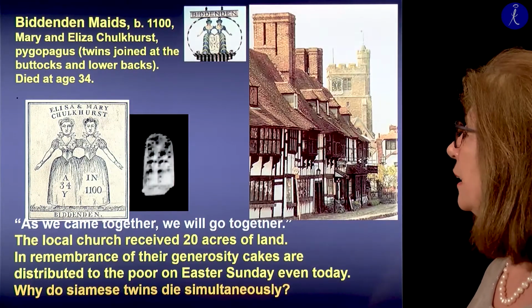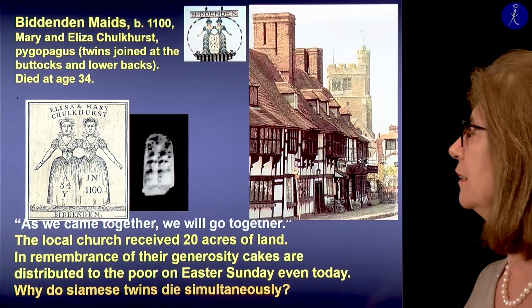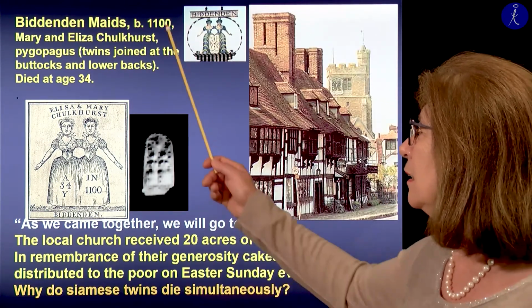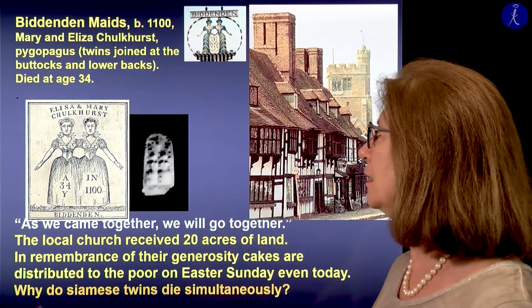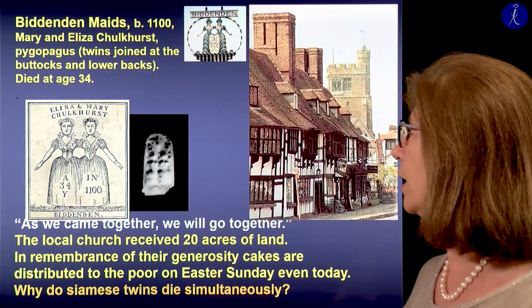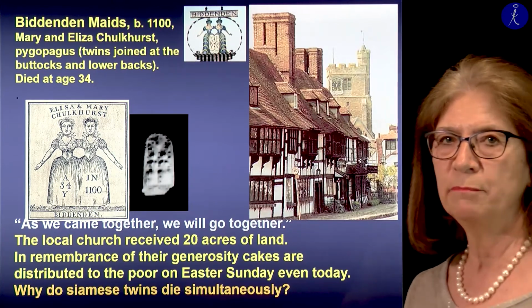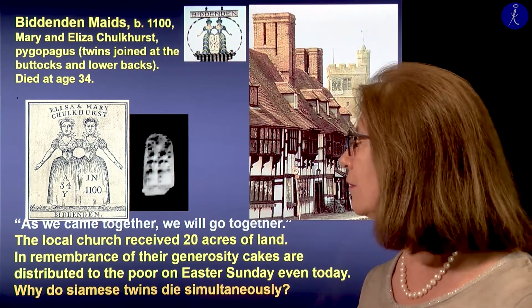And the first best documented Siamese twins were born in England in 1100, Mary and Eliza Chulkhurst. They were Ischiopagus twins. I told you that they have the best chances for survival.